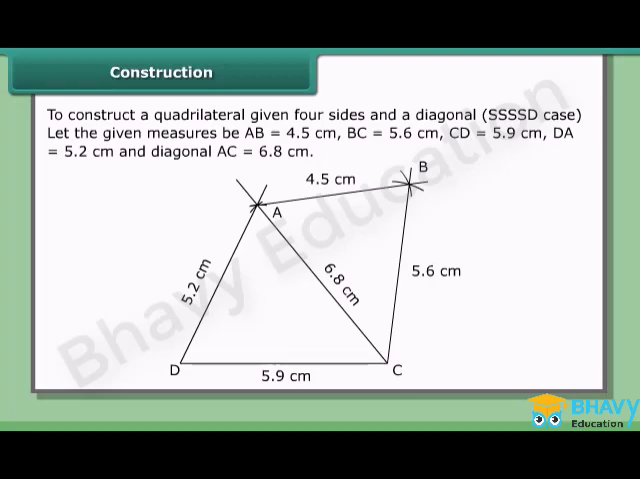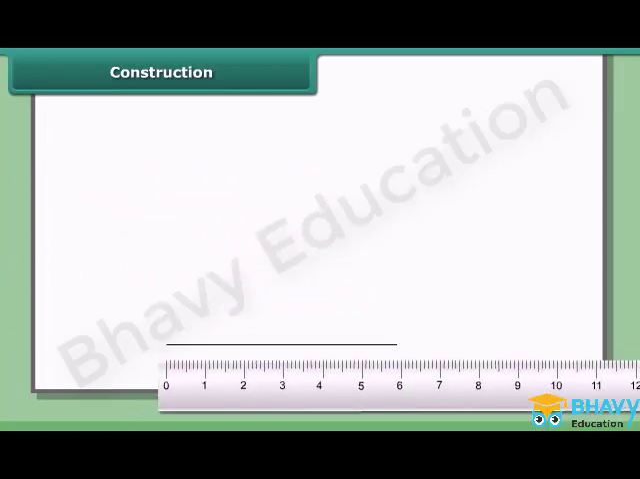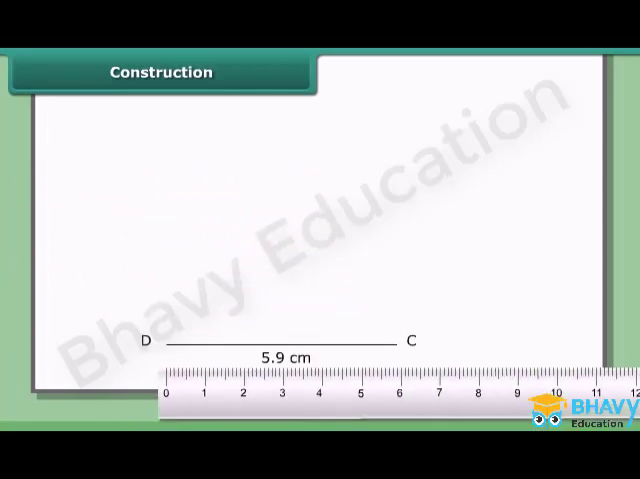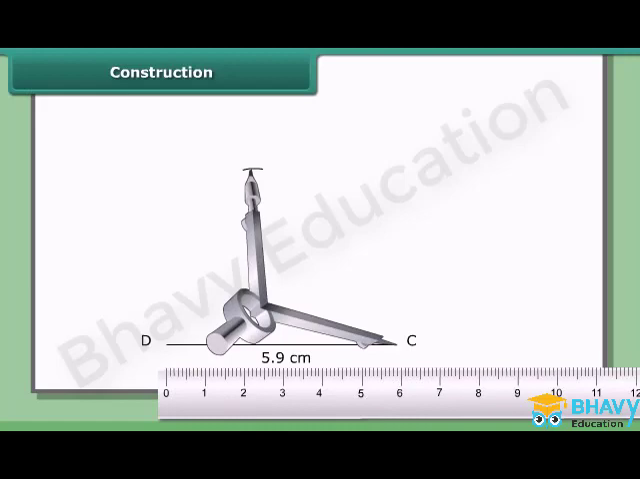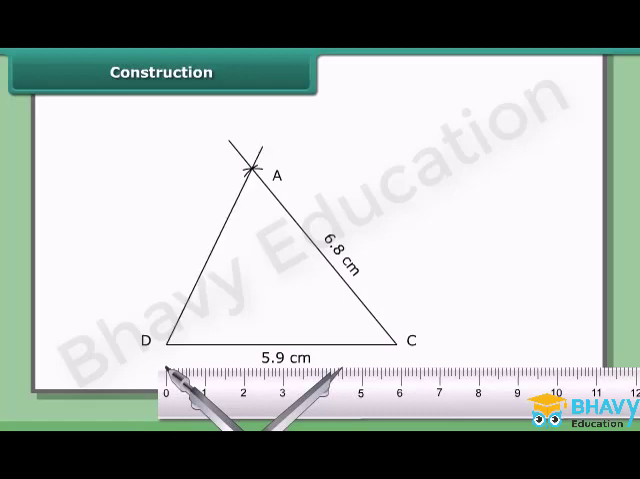Constructing triangle ADC. Draw DC, which is equal to 5.9 cm, with C as center and radius 6.8 cm, draw an arc. With D as center and radius as 5.2 cm, draw another arc to cut the previous arc at A. Join CA and DA.